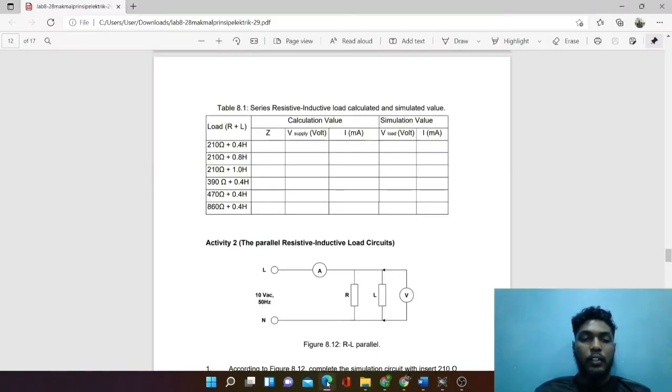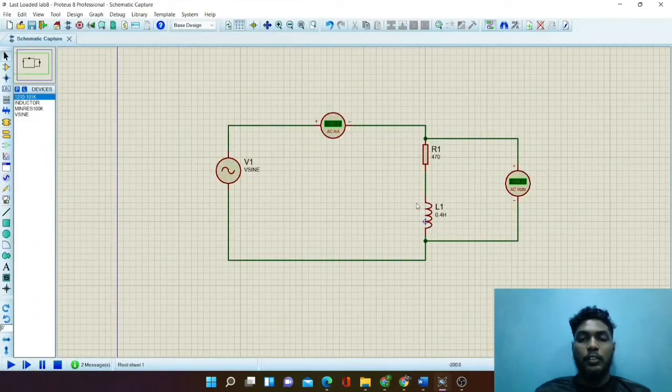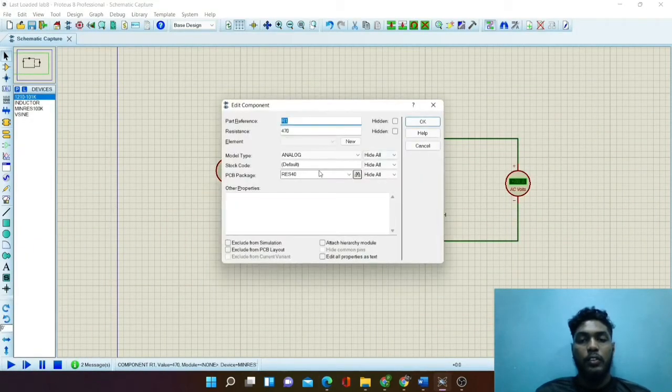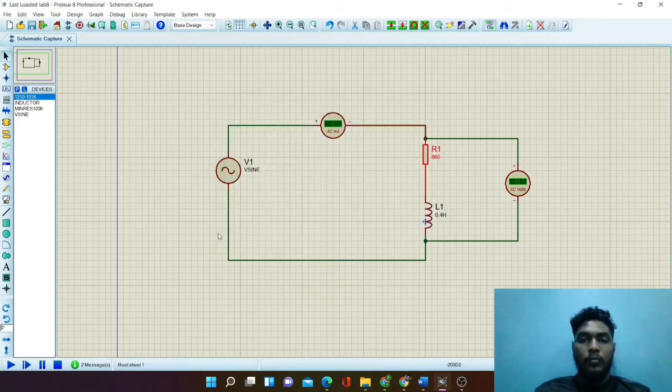As for the final value, we put 860 ohm for the R1. So run the simulation. For the last load, we got 11.5 milliampere and 9.99 volt. From this activity, we can know that the AC voltage is still the same even when the loads are changed, but the AC ammeter reading is slightly decreasing due to the load changes.